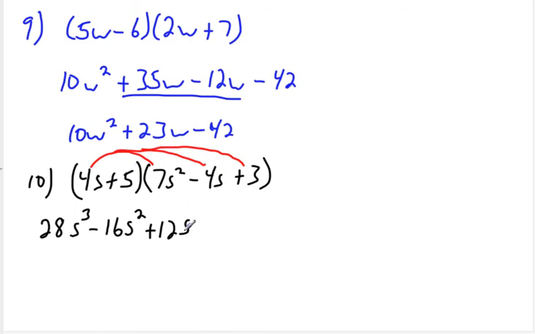Now we're moving on to the 5. So 5 times 7 is, oops, sorry, it looks like my s's are getting out of hand there. So the 5 times 7 is 35, and then the s squared. 5 times negative 4 is negative 20s. And then 5 times 3 is 15. That's positive.